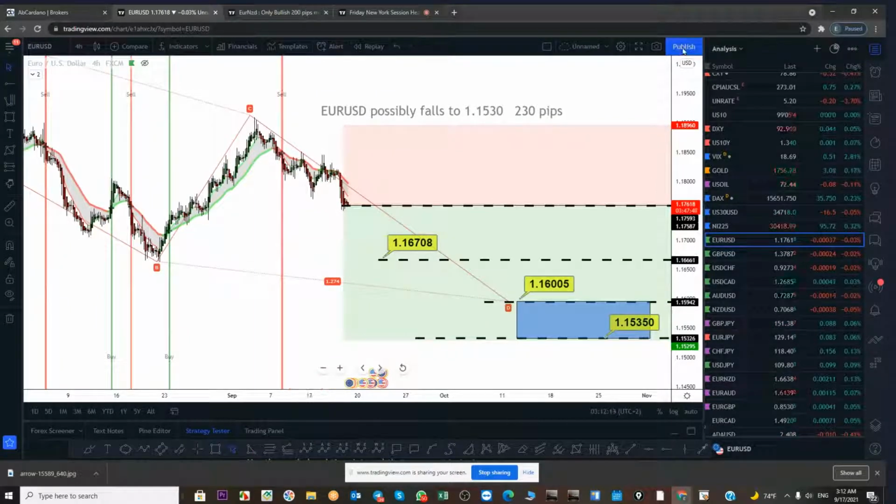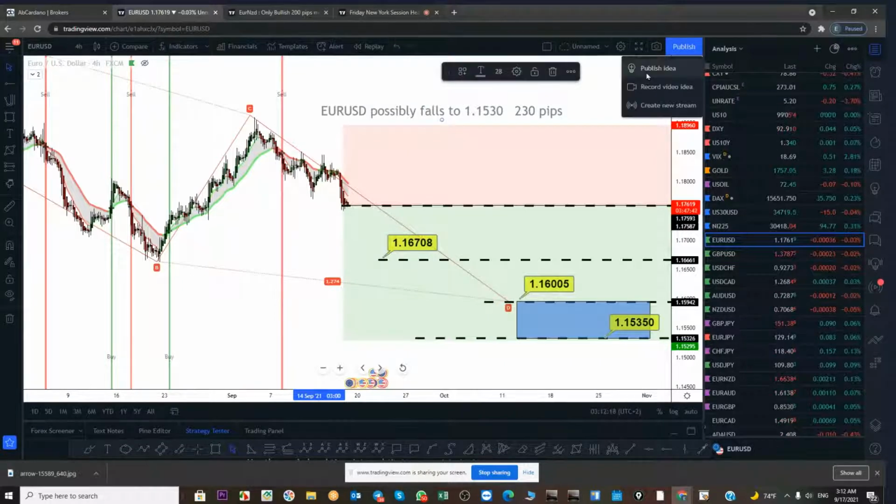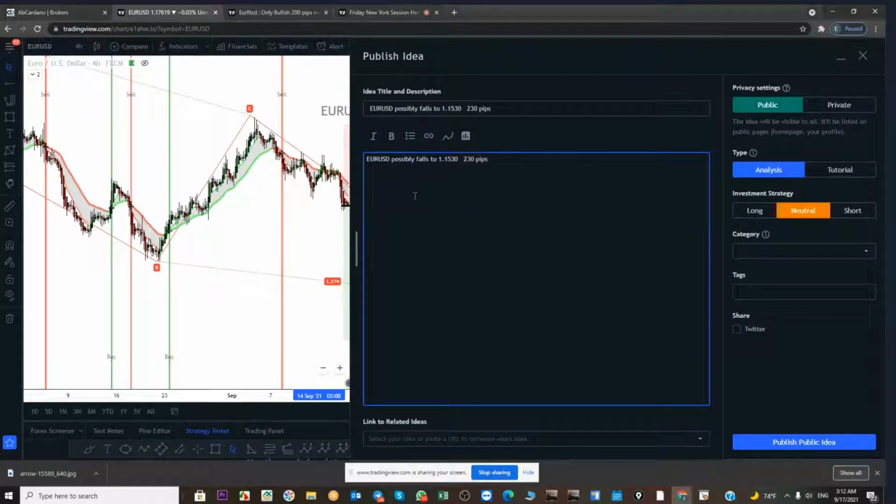Okay, so we can just copy this one and publish this chart. So as DXY is getting strong, this will have weight in Euro USD as it makes 58% of the weight of the dollar index.